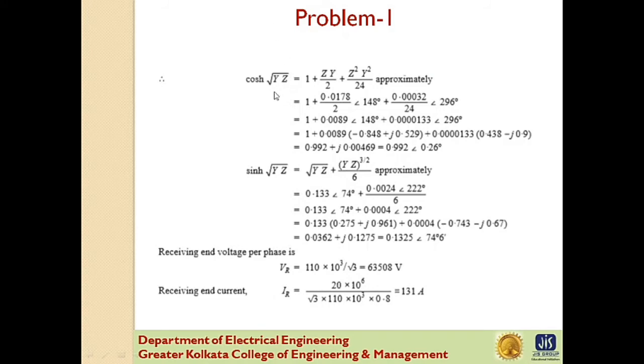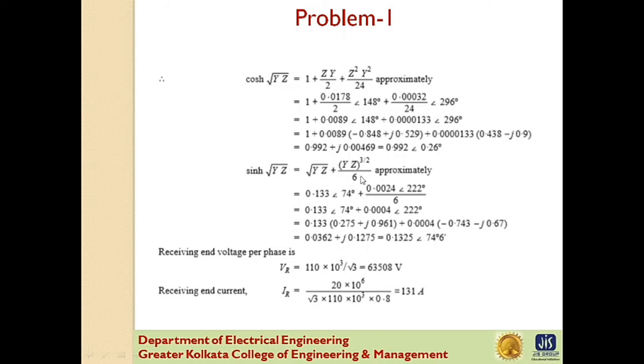Now cosh root over yz is equal to 1 plus zy over 2 plus z²y² over 24, and we neglect the higher order terms. By putting the values of zy and z²y², we get cosh root over yz equals 0.992 plus j0.00469. Converting it into polar form, we get magnitude 0.992, angle 0.26 degree.